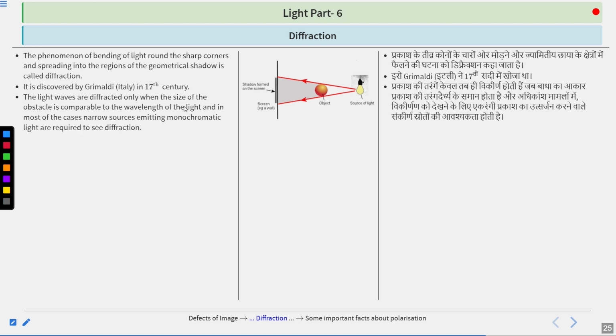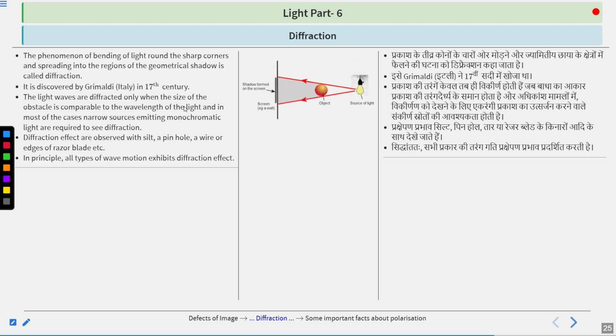Light waves are diffracted only when the size of the obstacle is comparable to the wavelength of the light, and in most cases, narrow sources emitting monochromatic light are required to see diffraction. The diffraction effect is observed with a slit, a pinhole, a wire, or the edge of a razor blade, etc. In principle, all types of wave motion exhibit the diffraction effect.